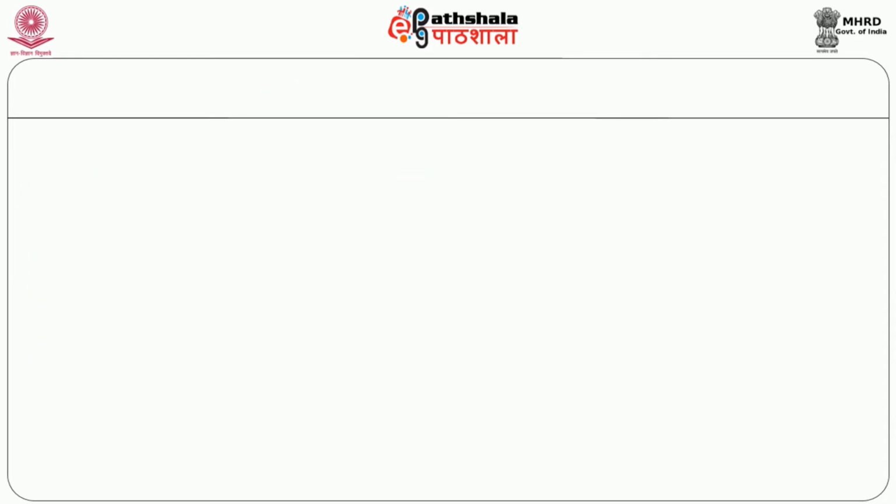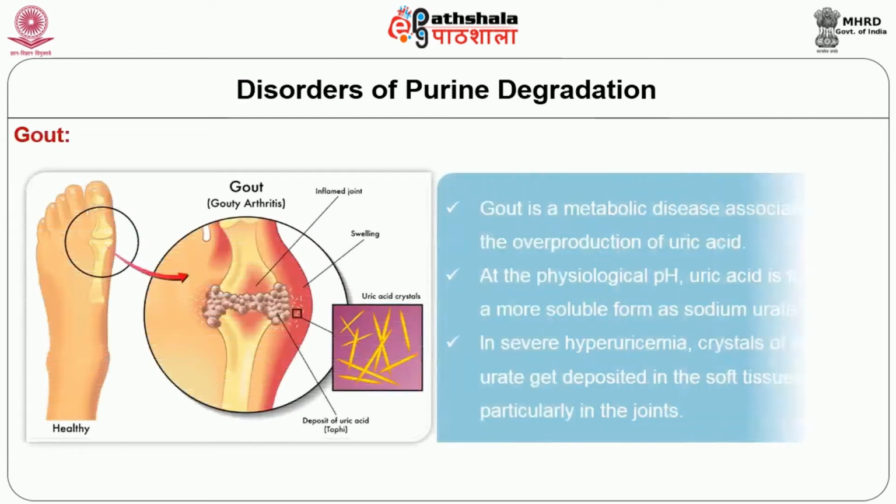When reactions of purine degradation do not occur sequentially, several disorders can ensue. We shall now consider the major disorders of purine degradation pathway. Let's start with gout. Gout is a metabolic disease associated with the overproduction of uric acid.